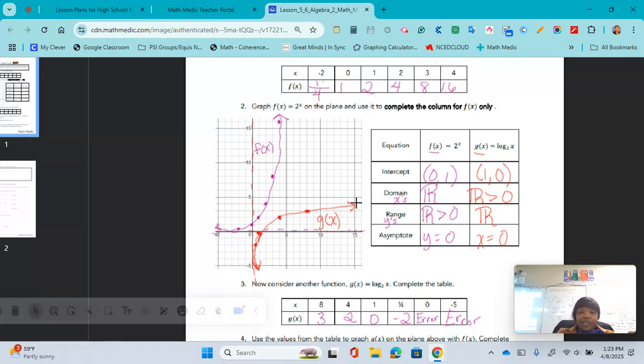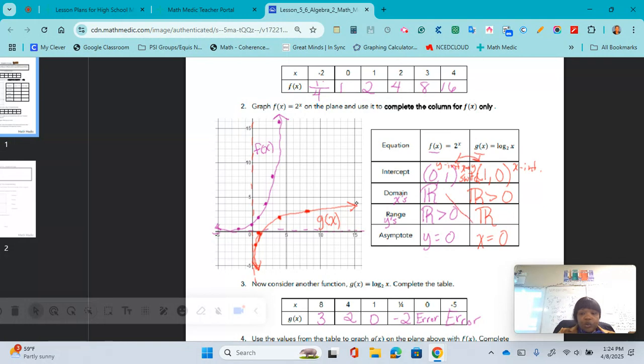So for the f of x function, we had (0, 1), which is our y-intercept. For the log function, we didn't have a y-intercept. We had a what? We had an x-intercept. And also, as you can see, our x and y switch.